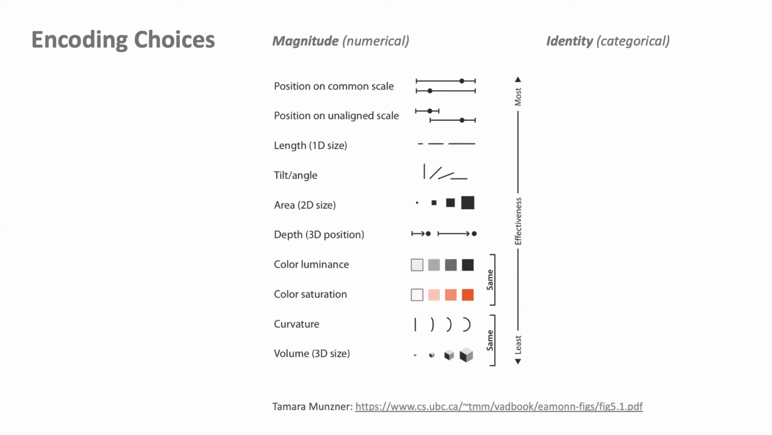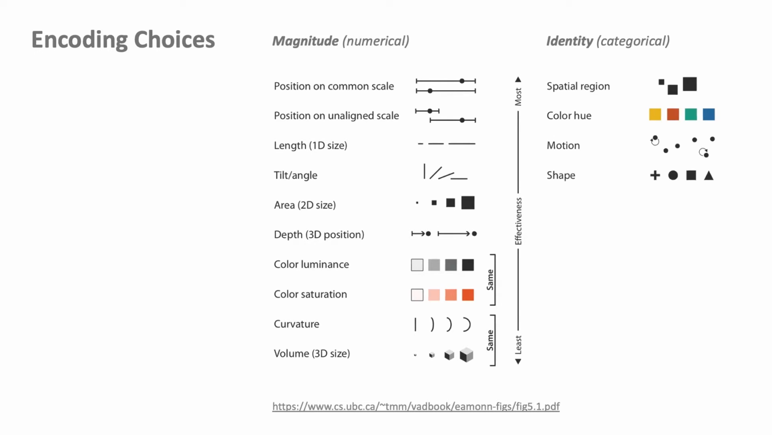If we go down, there's things like area that we use off and on, and it's okay, but you have to know we're just not quite as good at quantitatively comparing areas. Same thing with color, luminance, or saturation. You know, we can perceive differences, but quantitatively, they're not as strong. Then if you get to categorical distinctions, we're really good at spatial region, which might be like clustering. We're okay at color hue, but some of the other things that we use like shape, not quite as good.